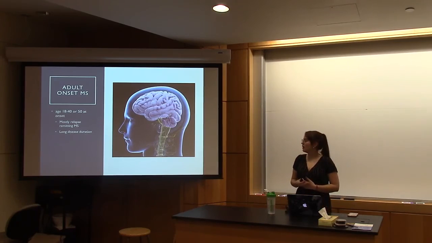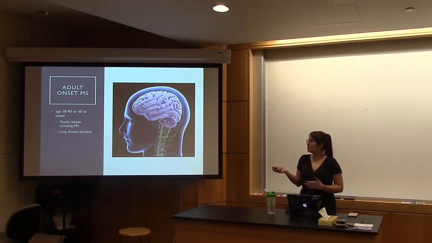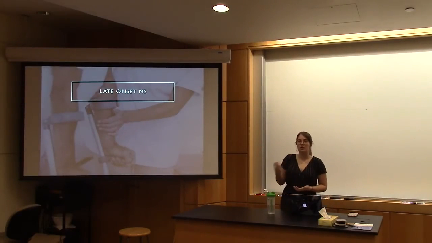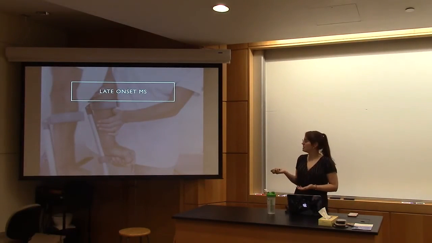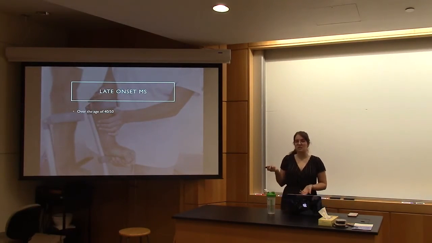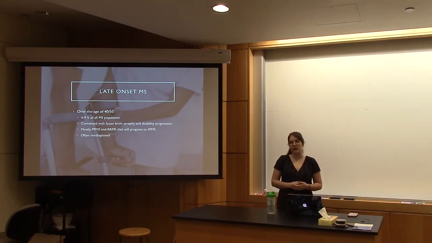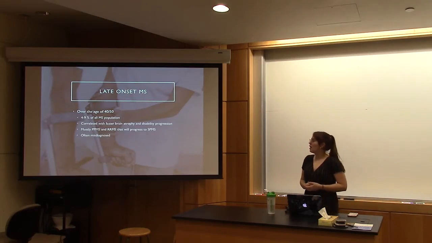So it is a disease that people can't really live with, especially these days. The lifespan of these patients has actually enlarged greatly throughout the years. Then we have the late onset MS, which was actually one of our focuses. It is MS over the ages of 40 and 50. It only affects 4 to 9% of all MS population.